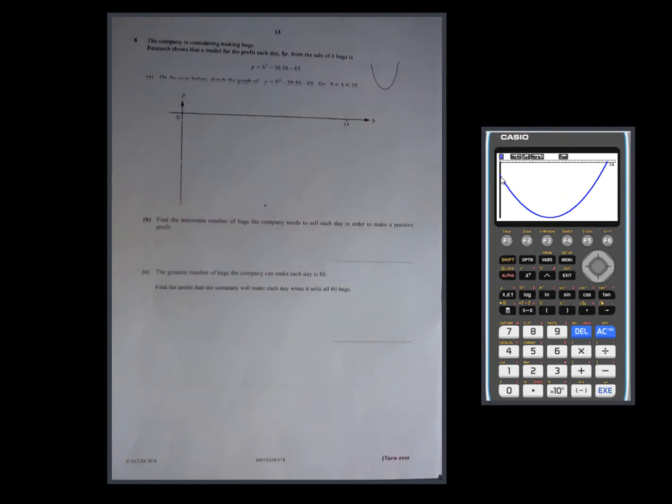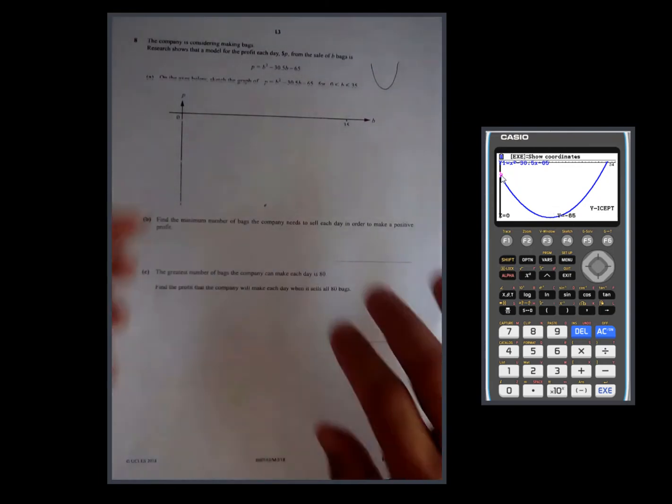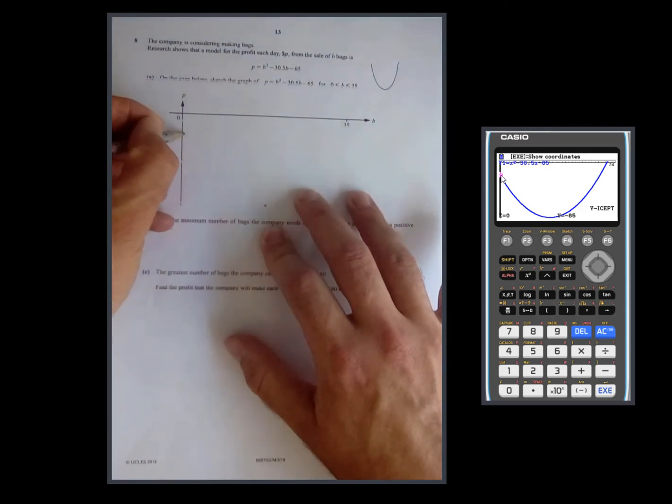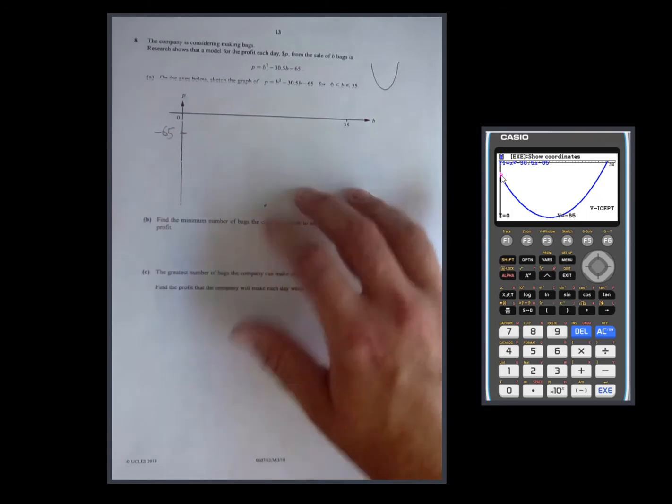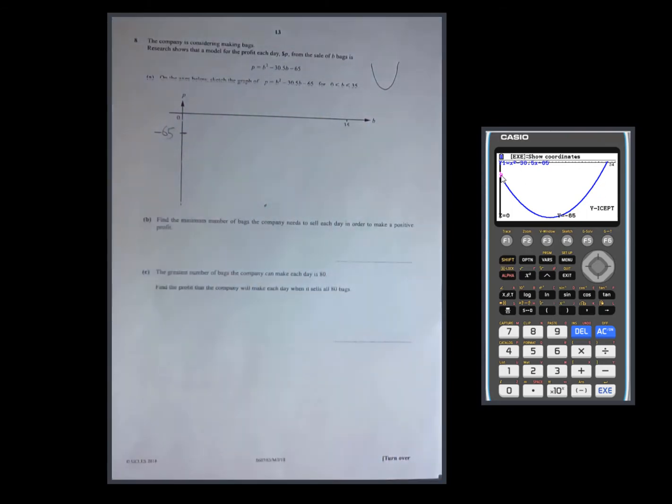So this is a y-intercept, so let's find that. So Shift G solve, y-intercept. If you're on a TI, you'd just trace and type in an x value of 0. So this is telling me that is minus 65. Right, so that value there is minus 65. So if I draw that here, that can be minus 65. This will get me some communication marks. I know I need to go through that.